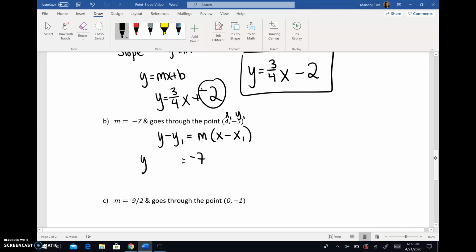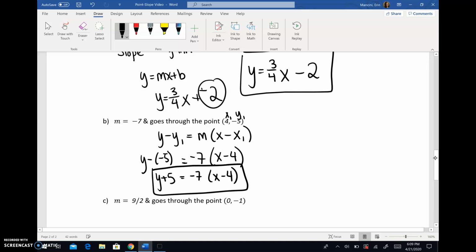So it's y minus your y coordinate. So it's y minus -5, a double negative there because you have a subtraction sign in the formula and in the coordinate. And then you have x minus your x coordinate, which is x minus 4. Simplifying that, minus -5, when you subtract a negative, it's adding. So that'd be y plus 5 equals -7 times x minus 4. And that's how you would write that equation in point slope form.